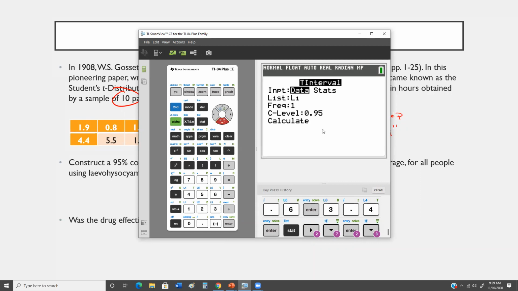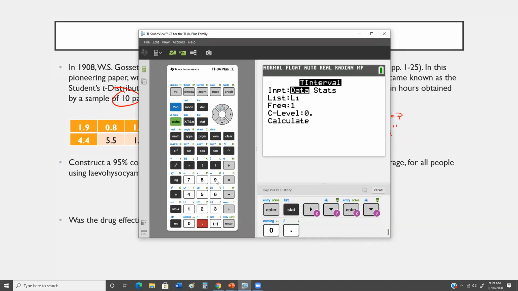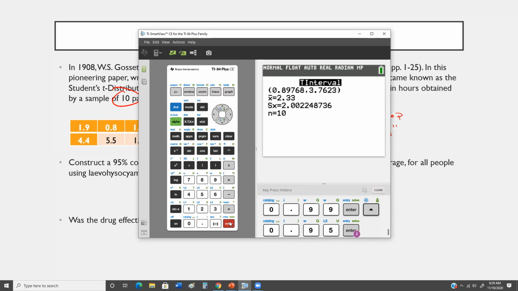The C level, that's your confidence level. The calculator always defaults to 95%. Okay, but if I ask you for 99, you just have to change this to 0.99. Okay, but I did ask for 95. And then you're just going to hit calculate here. How many people see this? Yep. Everybody who's got this?